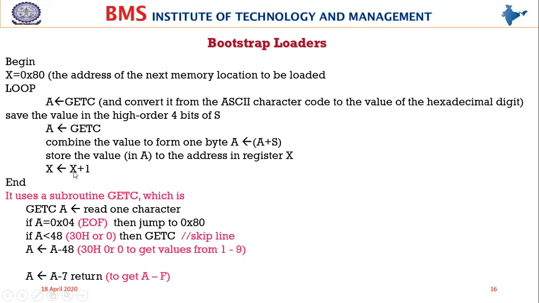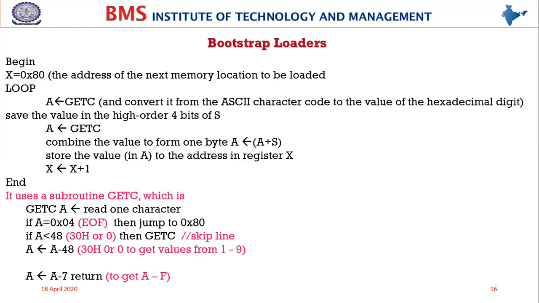Then X is incremented by 1. So after reading 2 bytes, we shrink it to 1 byte, and that will be stored into consecutive addresses specified by your X register, that is your 80H. What getC is doing, these are the steps that it is doing. First, getC reads a character, and then it is going to compare with 04, which is end of the file, or else it compares with 48, so as to know whether it is a blank line. If it is a blank line, it is going to just skip it.